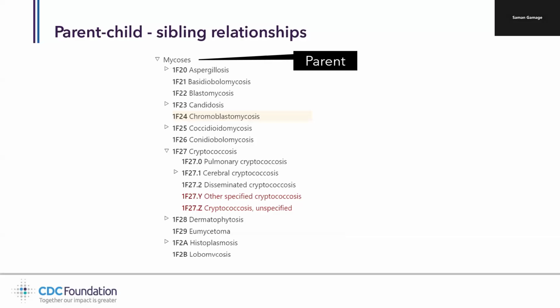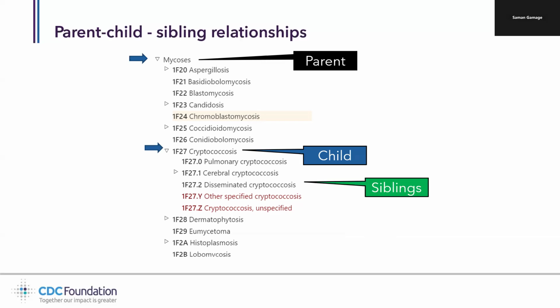Mycosis is the parent. Then you have child 1F27, cryptococcosis, and then there are siblings under child 1F27.0, 1F27.1, 1F27.2. They are siblings. So all entities under a parent can be considered siblings. So there are children and siblings.